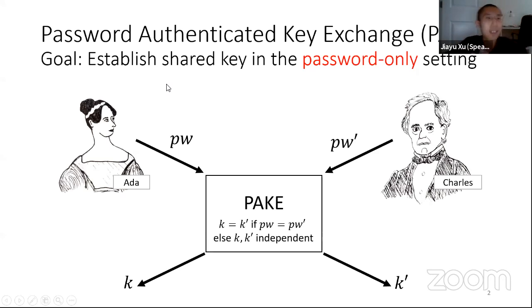So first of all, what is password authenticated key exchange, or PAKE? This is a two-party protocol, and the goal is to establish a shared cryptographic key in the so-called password-only setting, which means that the only information shared by the two parties in advance is a low entropy password. So here is a graphical illustration. This is Ada Lovelace. She inputs her password PW, and this is Charles Babbage, and Charles enters his password PW prime. At the end of their interaction, if their two passwords match, then they output the same cryptographic key. And if the passwords don't match, then they output independent keys.